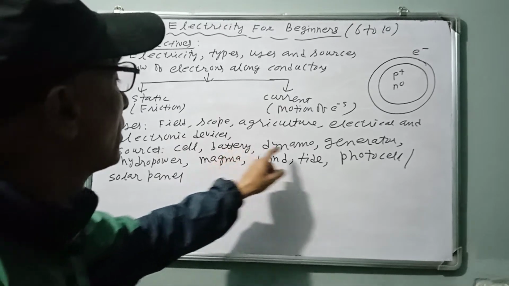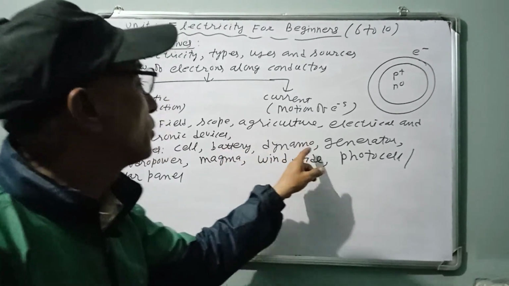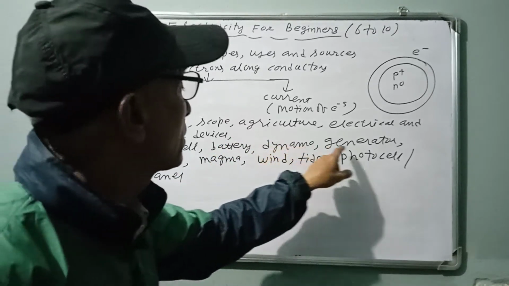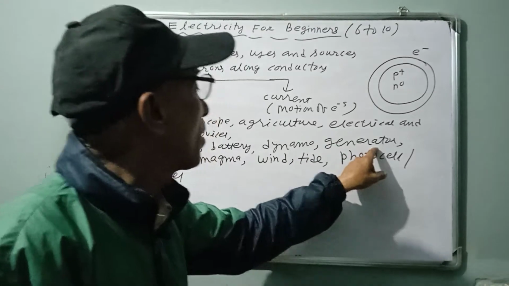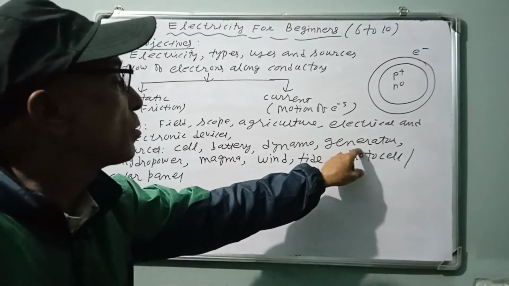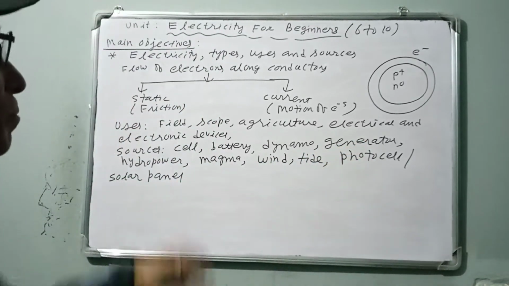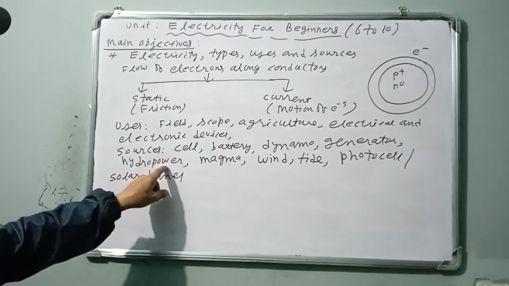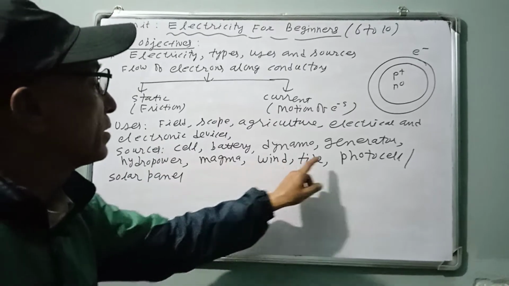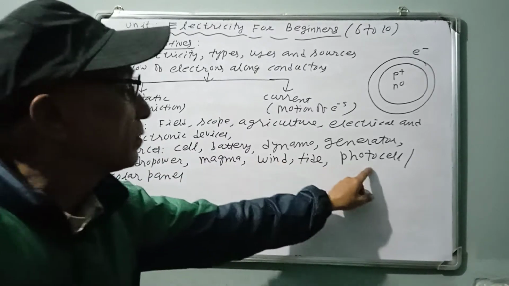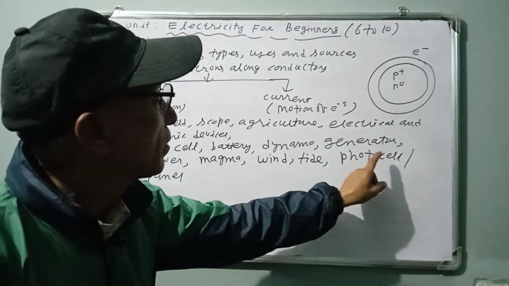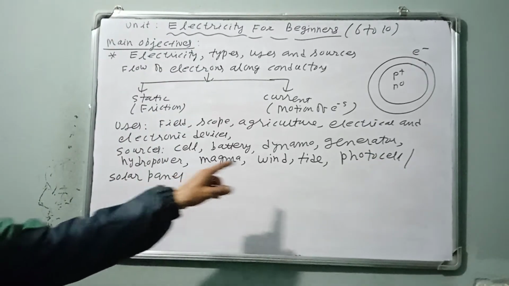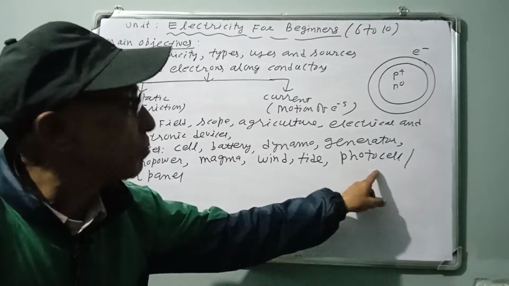That is called a battery. Dynamo is a device which converts kinetic energy into electricity. Generator is a big model of dynamo. It also converts mechanical energy into electricity. Hydropower, magma, wind, tide, photocell. A photocell is a device which converts light energy into electricity. Solar panel is a group of photocells, which are very useful.